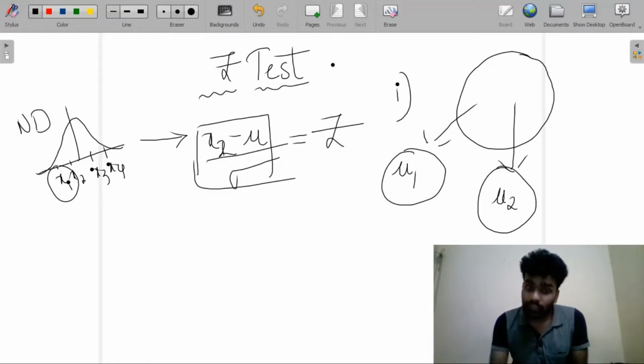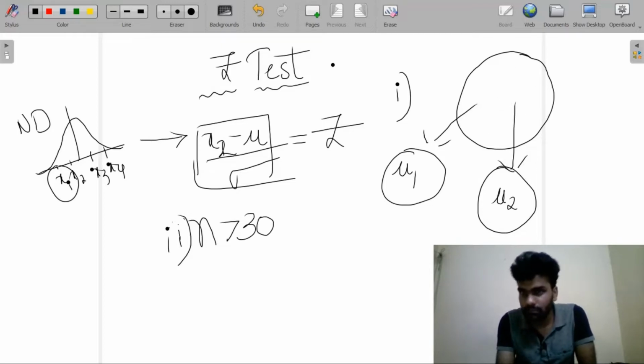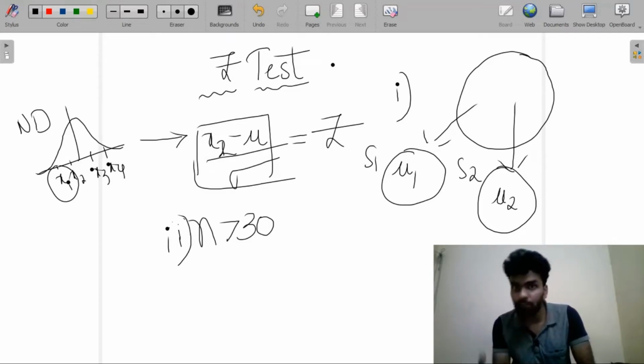The second case is that the sample size should be greater than 30. Let's take this population. When you're sampling that, this is sample 1 and this is sample 2. To perform the Z test, the sample size should be greater than 30. For example, let's say you want to find the average height of people in a village, then in each sample there should be more than 30 people. Only then will this Z test be applicable. So just remember these 2 points, when we should use the Z test.